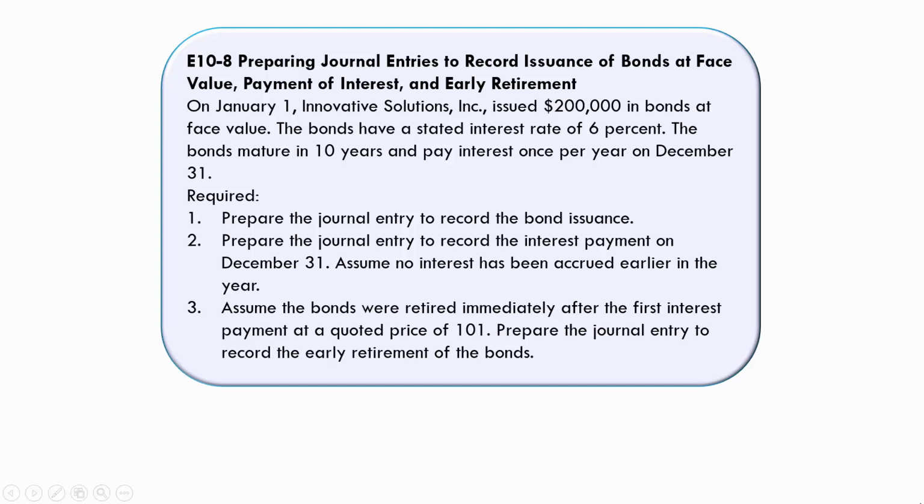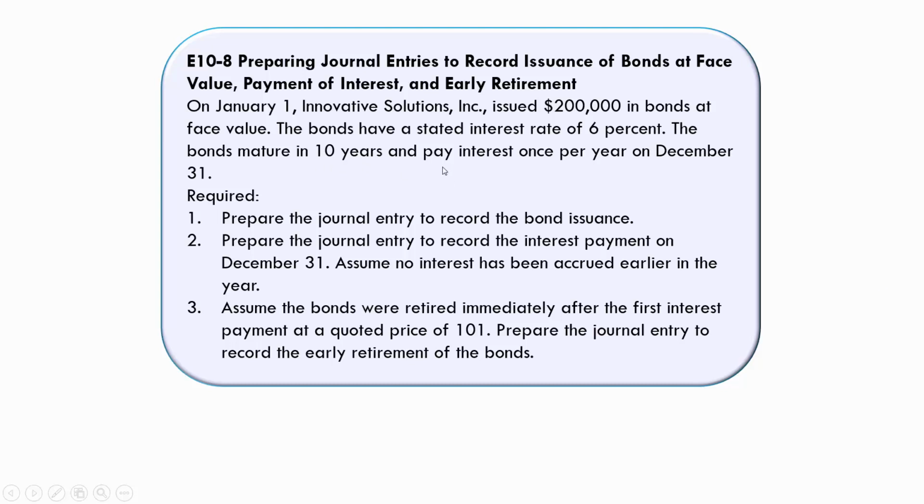Now here's bonds, and these bonds are issued at face value, which means there's no premium or discount, which means that when we record our bond liability and get the cash in, that amount is going to be the face value, or $200,000. It has a stated interest rate of 6%. This 6% is going to be per annum, and it's going to be for 10 years. So for 10 years, every year there's going to be 6%.